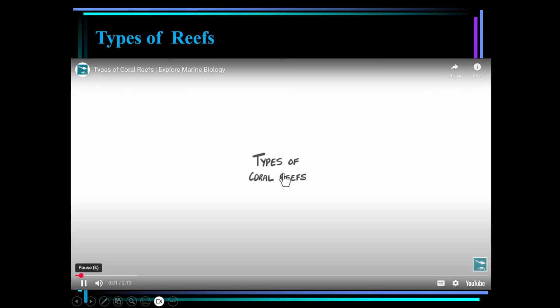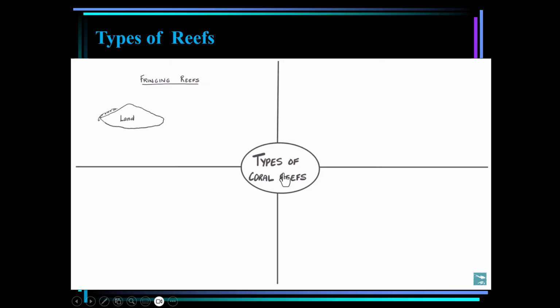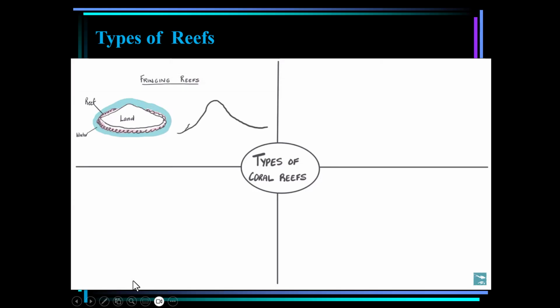In this lesson, we're going to look at the different types of coral reefs. The first one we'll take a look at are fringing reefs. The fringing reefs grow near the coastline, around small islands, and continental land masses, wherever there is a hard surface. They are separated from the shore by a narrow, shallow lagoon. And fringing reefs are the most common type of reef that you'll encounter.